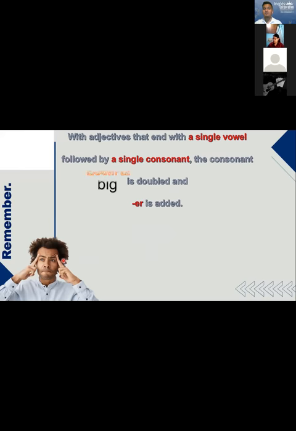Let's see what we have in rule number three. It says that with adjectives that end with a single vowel followed by a single consonant, the consonant is doubled and ER is added. What does it mean? If I have an adjective with the pattern consonant, vowel, consonant, what I'm going to do is double the last consonant and add ER. Big, bigger.